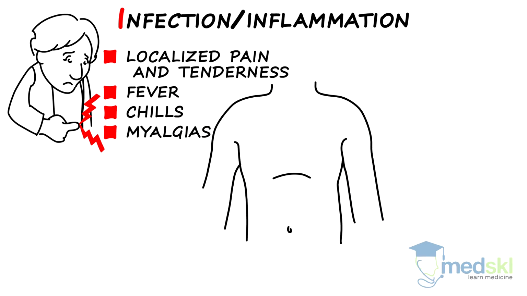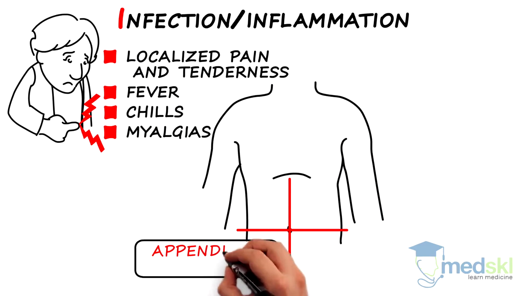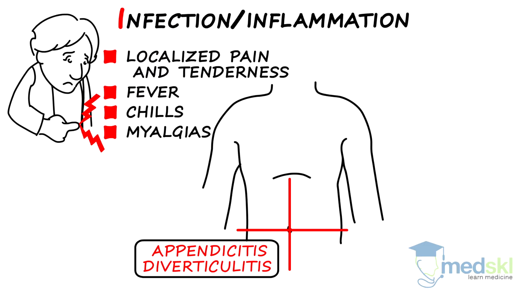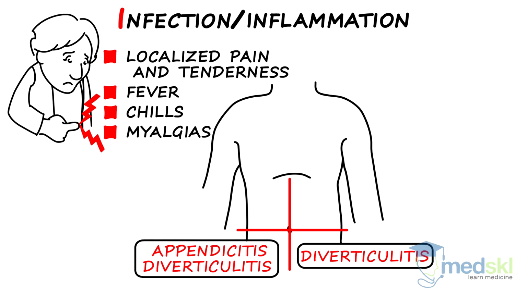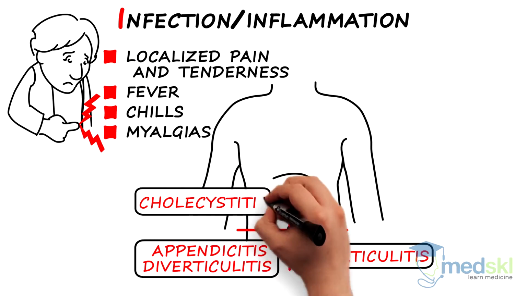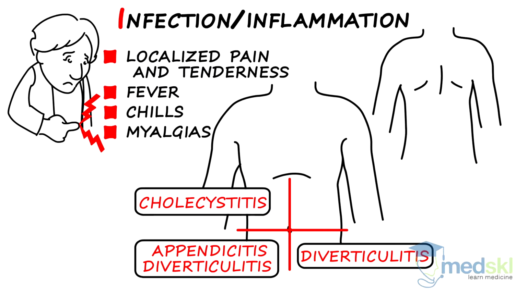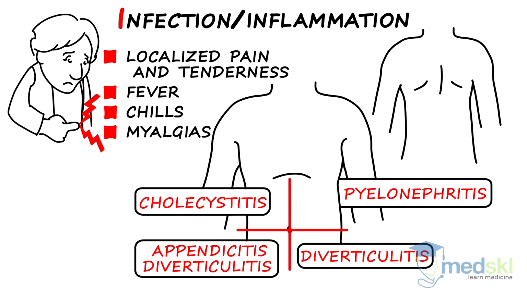In the right lower quadrant, think of appendicitis. In the right or left lower quadrant, diverticulitis. In the right upper quadrant, cholecystitis, and in either flank, pyelonephritis. Pancreatitis is more of an inflammatory condition and causes upper abdominal pain, which is usually epigastric.